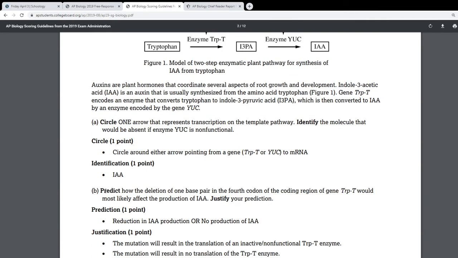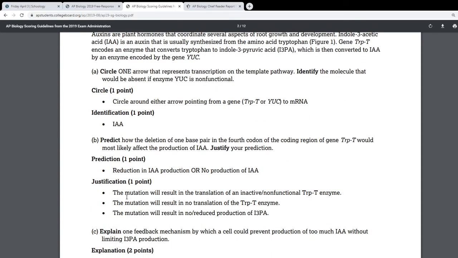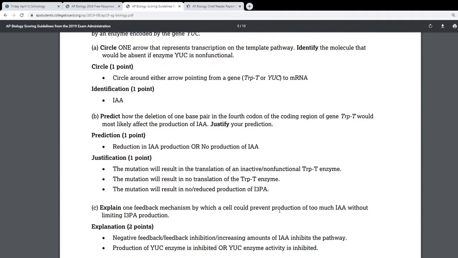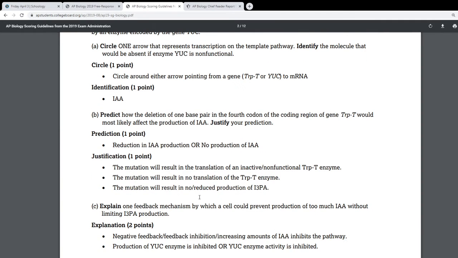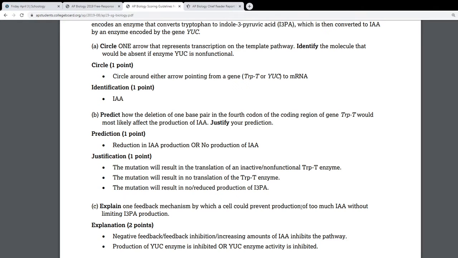All right, B, predict. All right, you got 1 point for saying that it would reduce the IAA production or say there would be no production of IAA. And then your justification. You had to go in and actually talk a little bit about how that mutation is going to affect the enzyme.